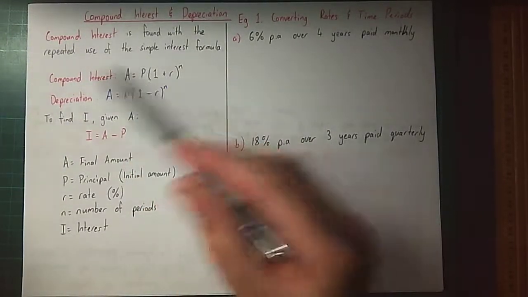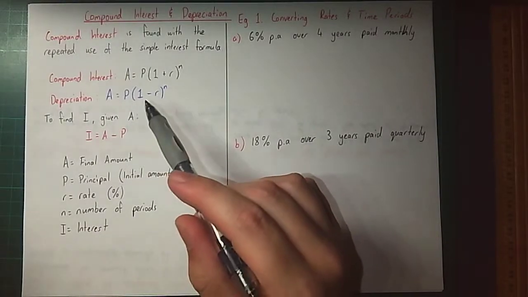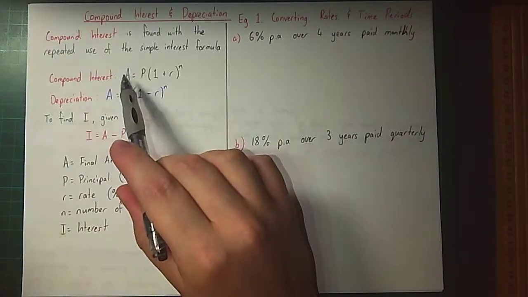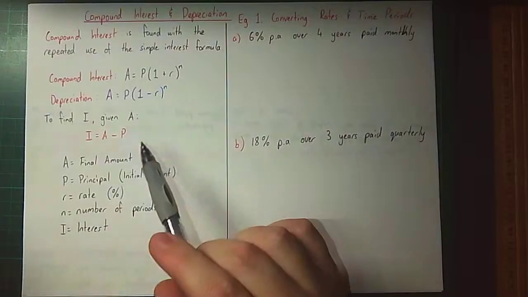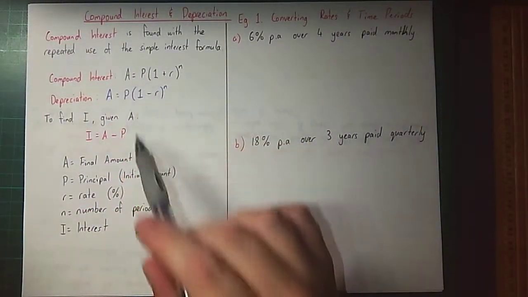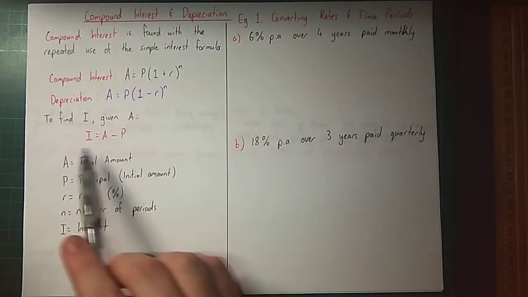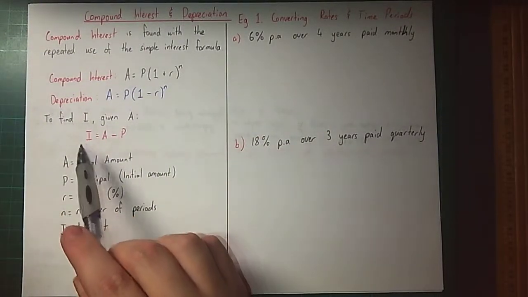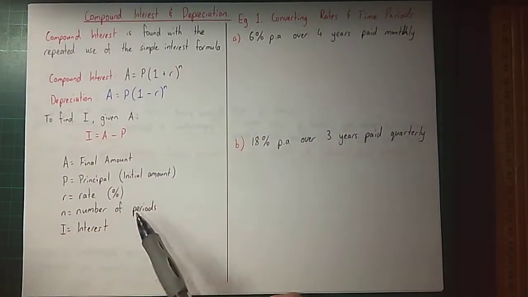Now this is a different idea to the simple interest formula, is that it's equal to A, not I. So to find I, we need to get the answer of A and subtract the P, which is what we started with, which gives us this formula here, that interest is A minus P.